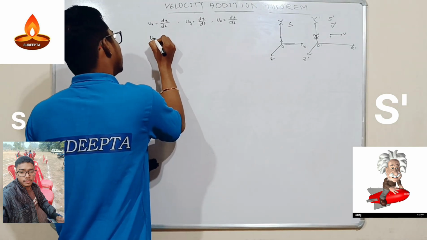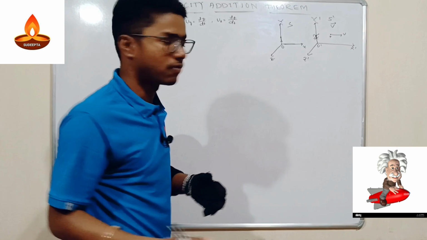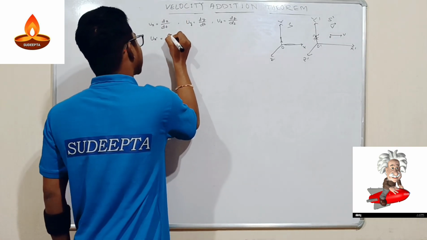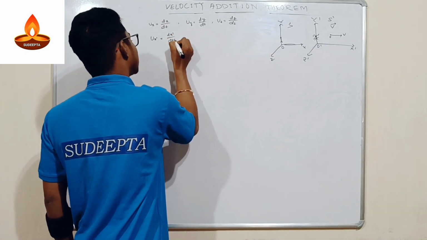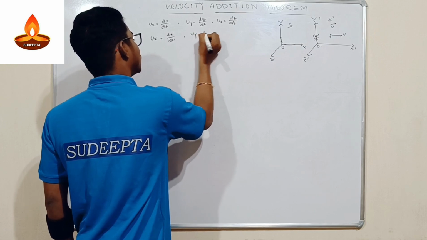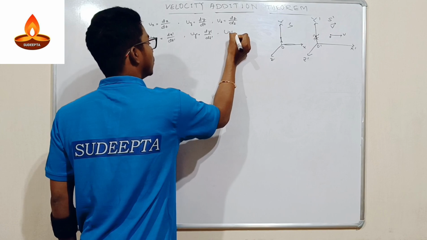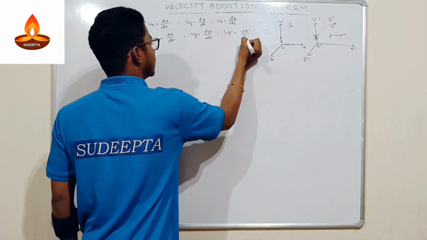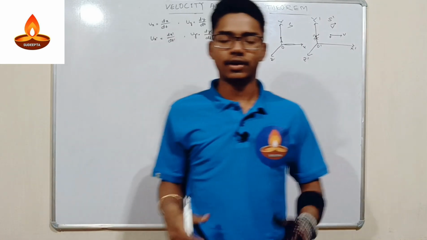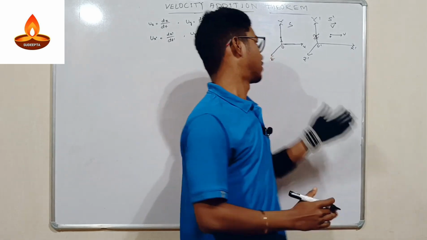Let's say this is ux dash. According to Albert Einstein, what will it be? It will be dx dash upon dt dash. Uy dash is equal to dy dash upon dt dash, and uz dash is equal to dz dash upon dt dash. So this is according to Albert Einstein. This is according to me.